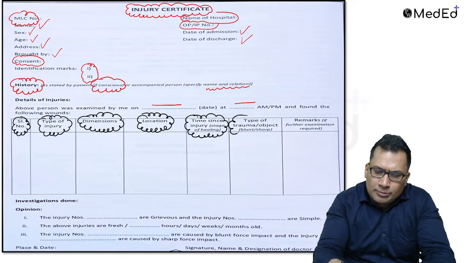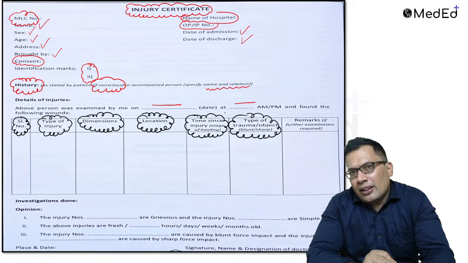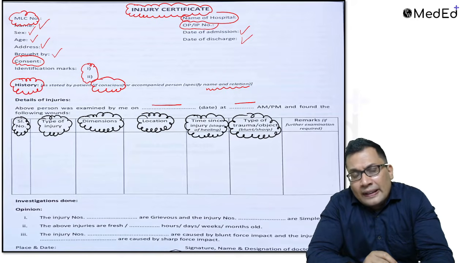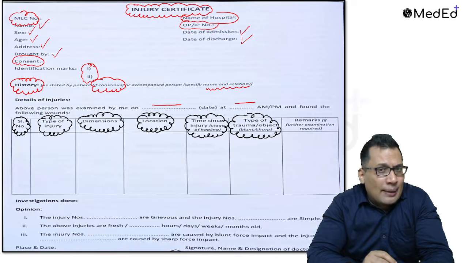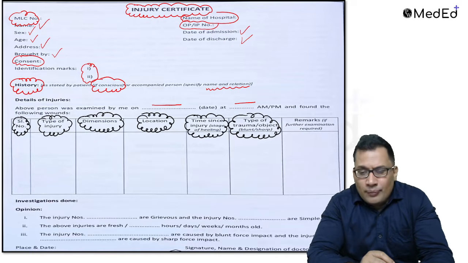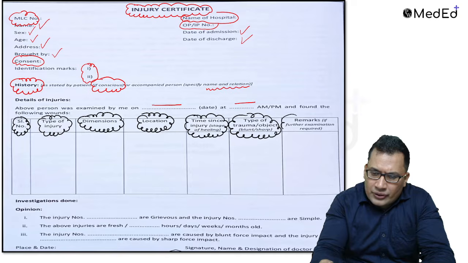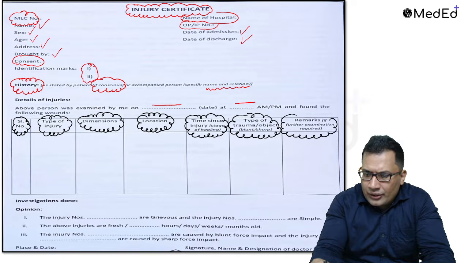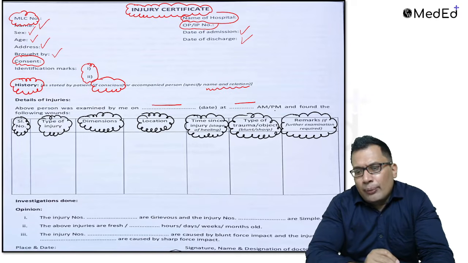Then type of trauma or the object, whether blunt object or sharp object. Blunt object leads to abrasion, bruise and laceration. The sharp force leads to stab wound and incised wound. And remarks. If there are any remarks, mention them in the remark column, such as further examination needed.